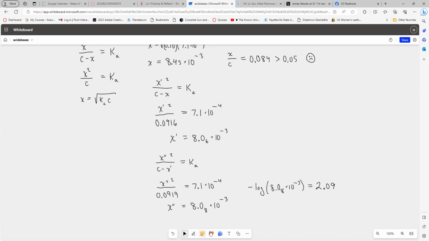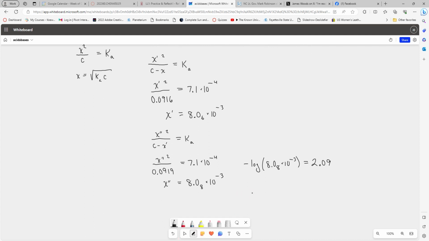Sometimes you have to calculate something called the percent ionization. And you might encounter this in a problem where you can ignore x or when you cannot ignore x. And that's just the x divided by the concentration times 100. So in this case, we take our x, which is our third value of x double prime, the accurate value of x, 8.08 times 10 to the minus third, divided by the original concentration given in the problem, which was 0.1, times 100. And that gives us 8.1%, two significant figures. And that's greater than 5%.